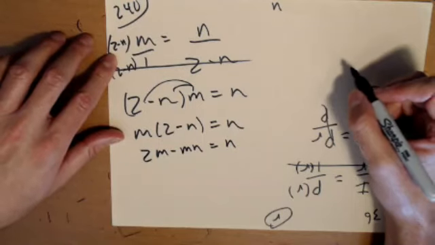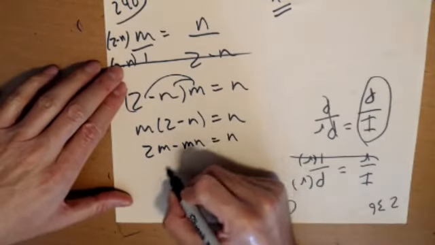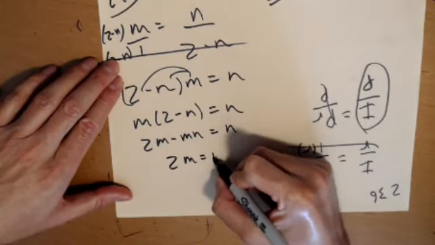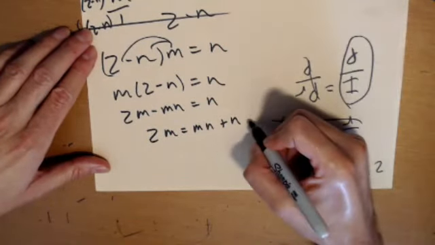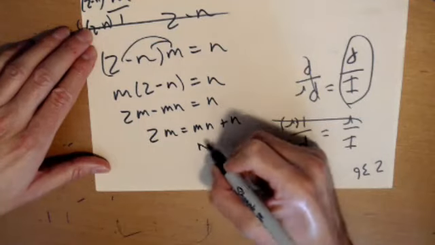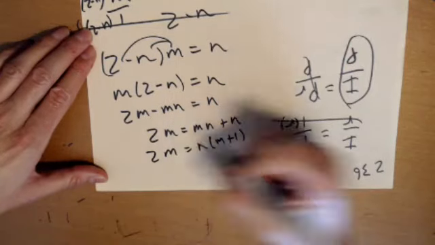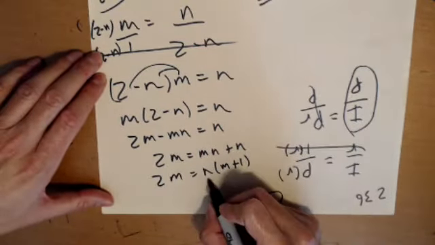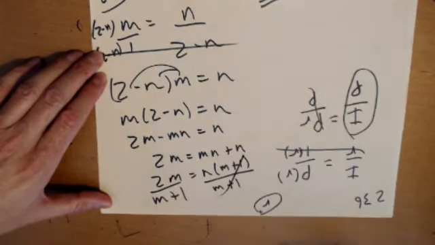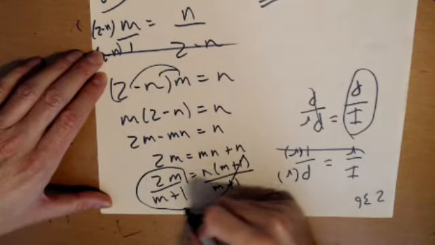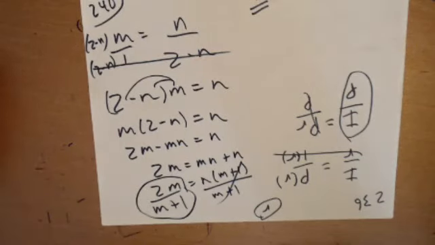Okay, here's where it gets a little tricky. We're trying to solve for n. Well, let's put all the n's on the same side. So this would be 2m equals mn plus n. Okay, and then let's factor out an n, leaving us with n times m plus 1 equals 2m. Get n alone, so divide both sides by m plus 1. N equals 2m over m plus 1. Yes, we're done. I admit, that was a little confusing, but you get the general idea.